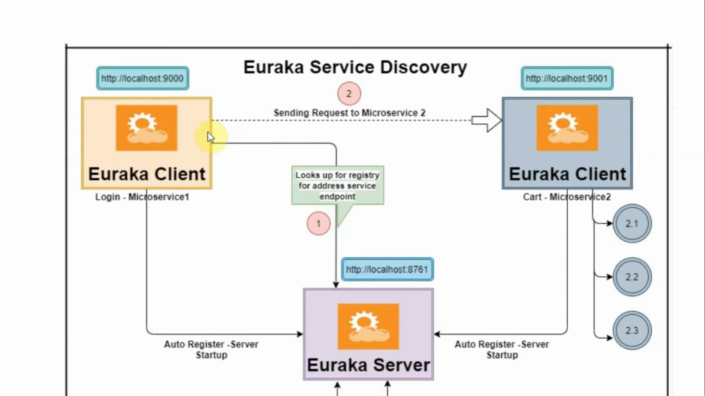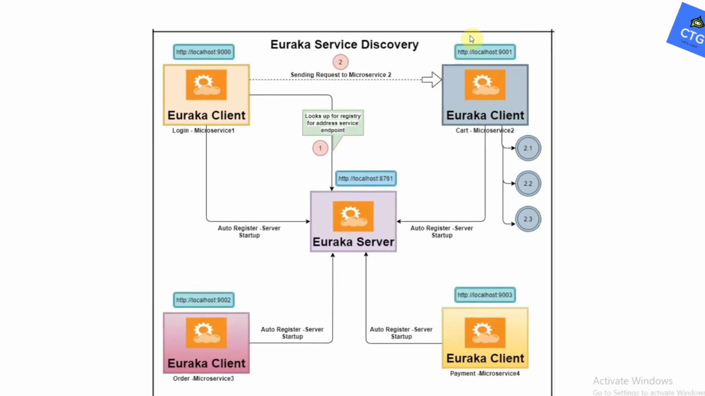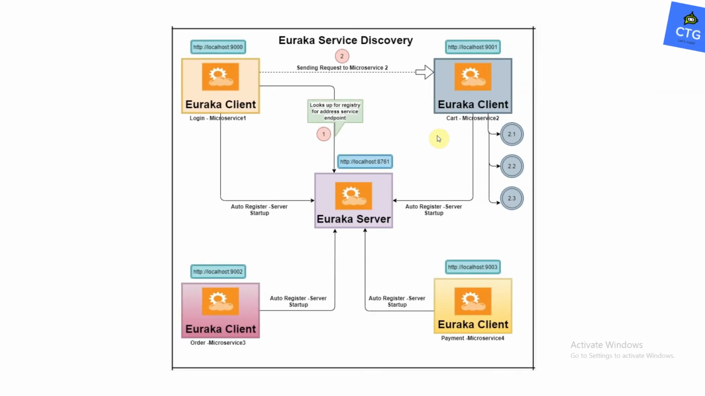We have one login microservice and one cart microservice, and they are communicating with each other. Now let's say we have a different scenario. For example, there is a festival season. In that festival season, multiple customers log into the e-commerce application and order more products compared to usual timings. So in that scenario, what will happen?